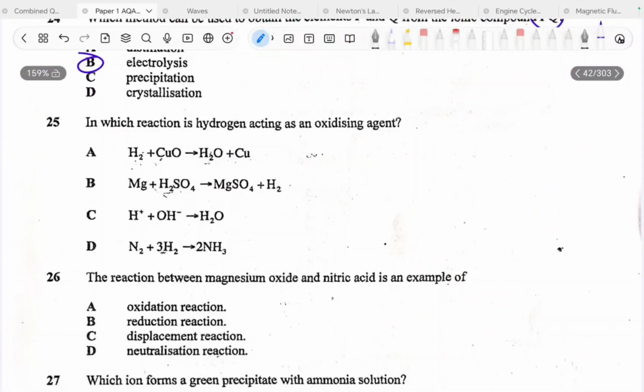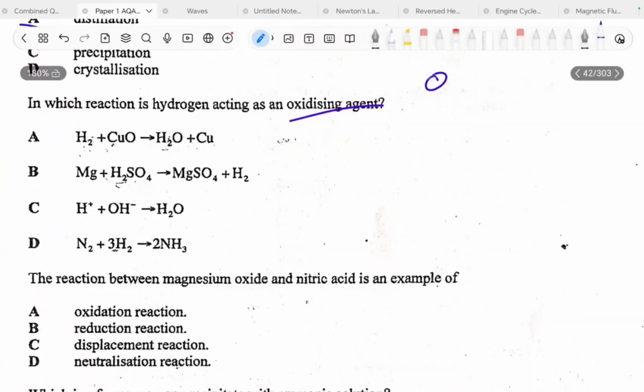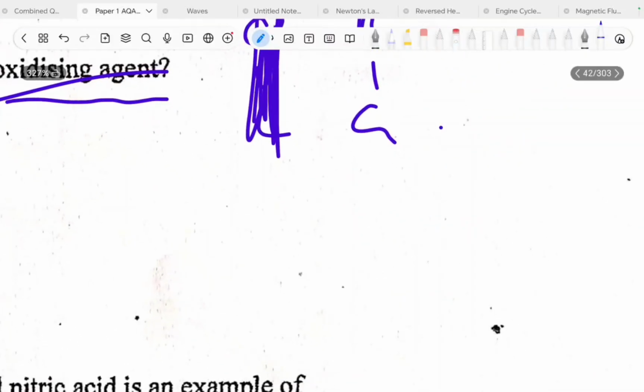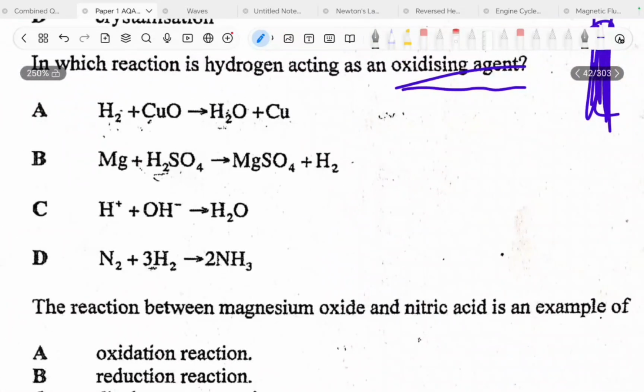The reaction is hydrogen acting as an oxidizing agent. Again, go back to OIL RIG. Oxidation is loss of electrons, reduction is gain. But we're asking for an oxidizing agent. An oxidizing agent is reduced, so we can forget about oxidation right now. Reduction is a gain in electrons. When you gain electrons, the oxidation number decreases. So we want to see a combination where the oxidation number decreases.